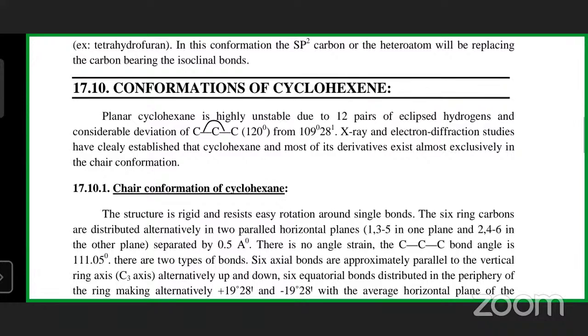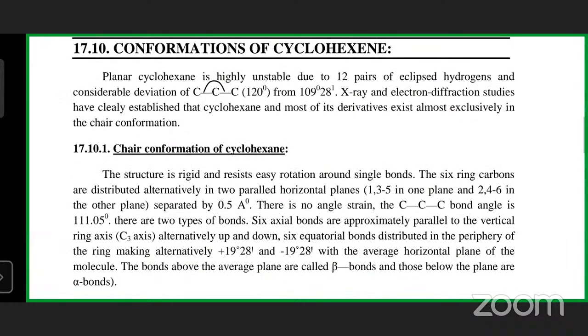To avoid this problem, we convert that planar structure into the possible stable structures like the chair conformation, boat conformation, half chair conformation, half boat conformation, or the twist boat conformation. All these are different conformations of cyclohexane. By flipping the molecule, pulling the bonds out and in, you can generate a variety of conformers.